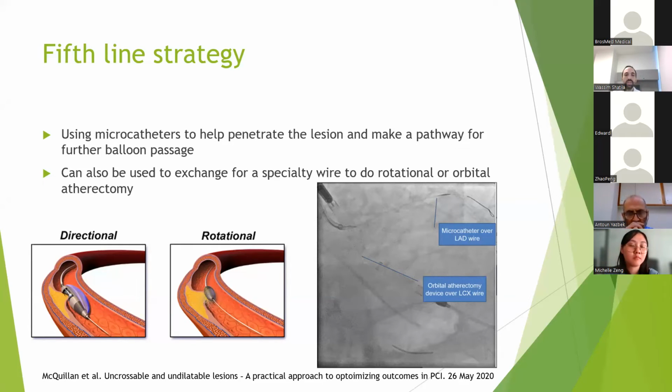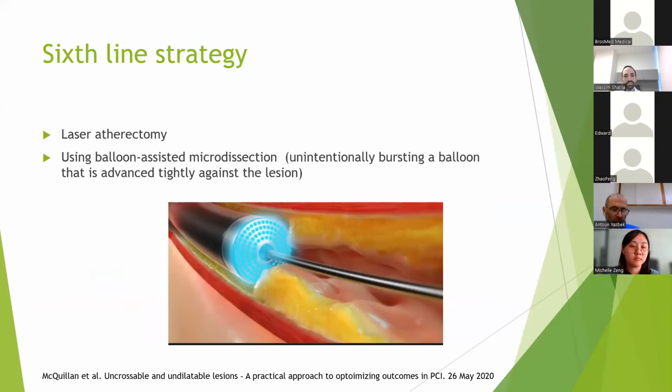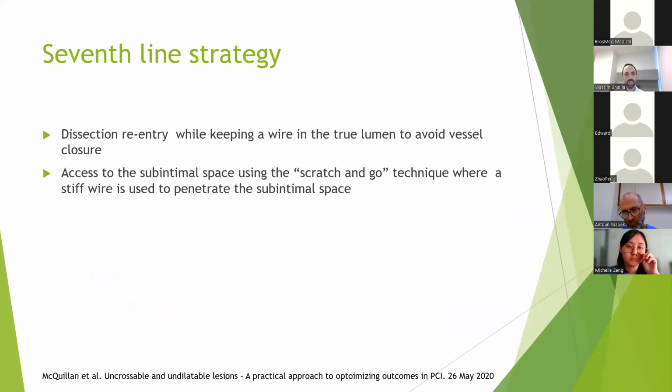And then you can use atherectomy, of course, if it's a very calcified lesion. There's rotational and directional atherectomy, or laser atherectomy is one possibility. And there is also, when you intentionally burst the balloon, you can cause microdissection in this area. It's not the safest procedure, but it's one technique to do. Dissection re-entry across the lesion. This will not be technically crossing the lesion. And there's the scratch and go.